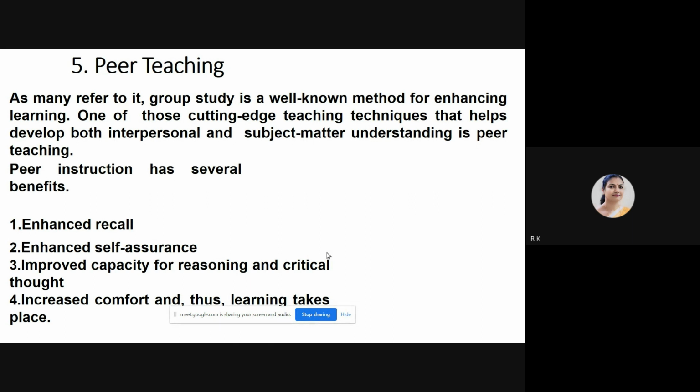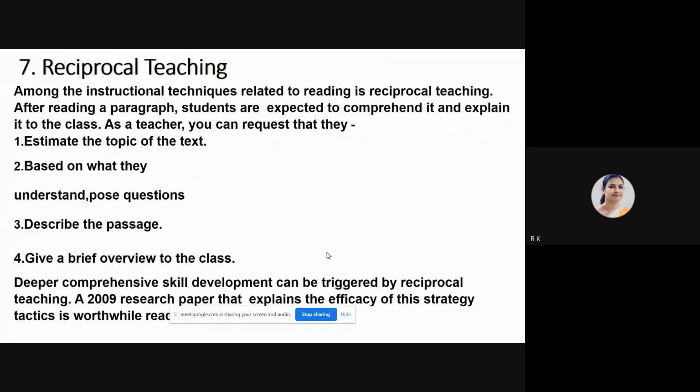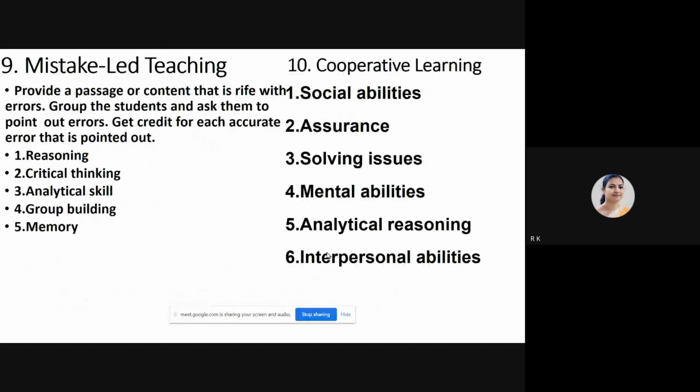And then peer teaching, where we learn from our peers who have already completed. Another very important innovative teaching method, which most of us don't follow due to time management or lack of awareness, I should say, or because we have to complete the portions. So that is also there.